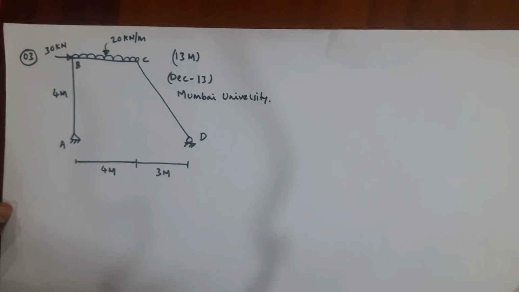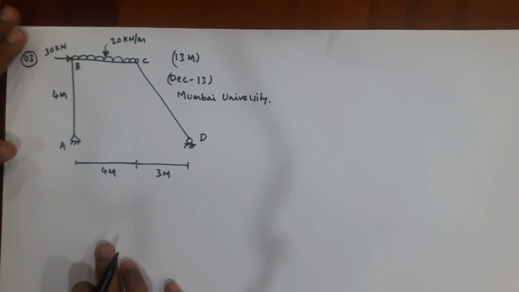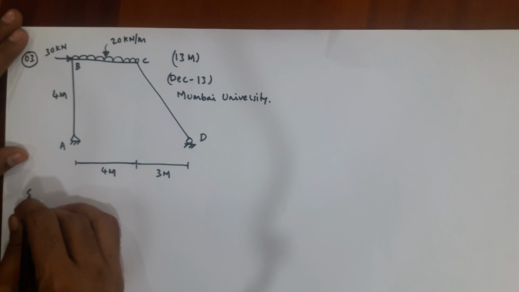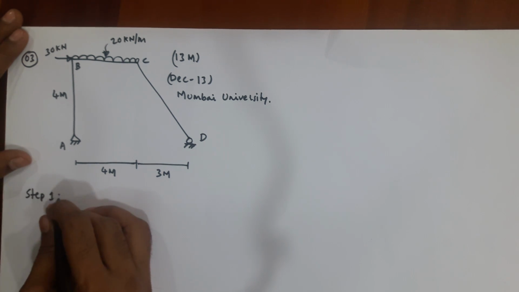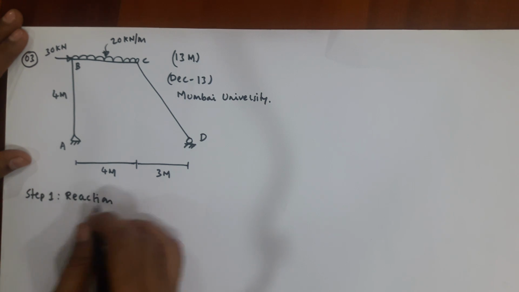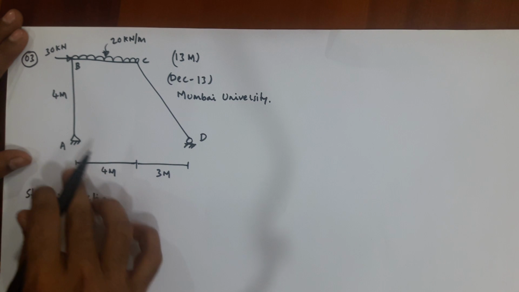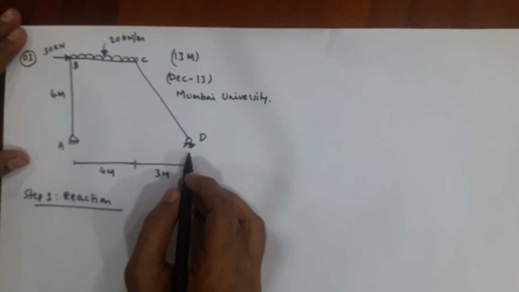So we know from the previous problem the steps. The very first step here also is step number 1, reactions. First we need to find the reactions. Now here we have to define the reactions. This is a hinge support, this is a roller support.